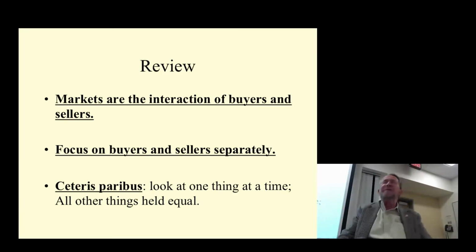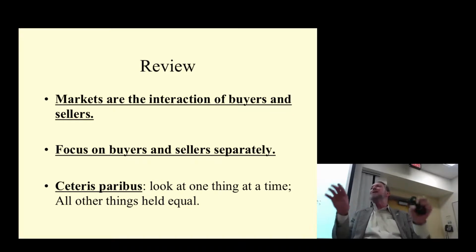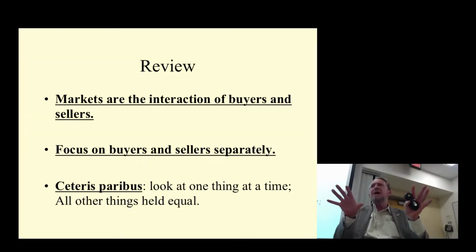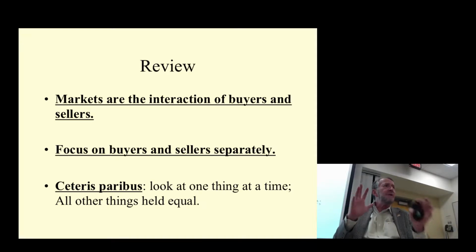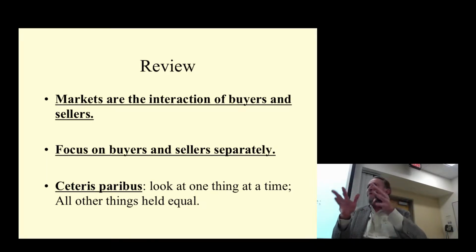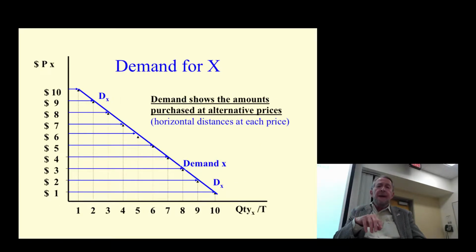So just to review briefly, markets, we said, are the interaction of these two groups, buyers and sellers. Buyers want to pay zero, sellers want to get an infinite price. We build the models separately, as we've done, and we employ this assumption of ceteris paribus, building the model by looking at one factor at a time. Demand, we noted, is the schedule of the different quantities that the whole group of buyers are willing and able to purchase at different possible per unit prices.